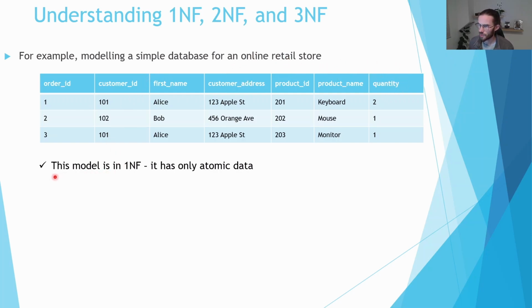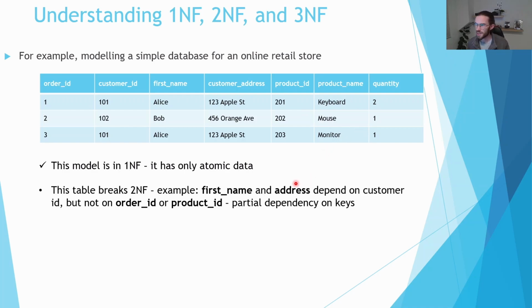Well, to start things off, this model is in first normal form. It only has atomic data in the table, so we don't have any weird lists or anything like that in our data. But this breaks second normal form. So for example, first name and address depend on customer ID, but not on the order ID or product ID. These are also primary keys in our table over here, and the first name of a customer is not dependent on them. So this breaks that rule of second normal form.